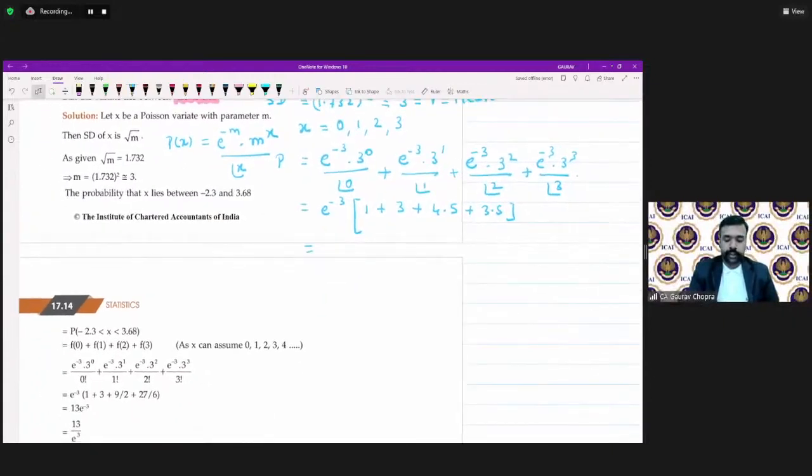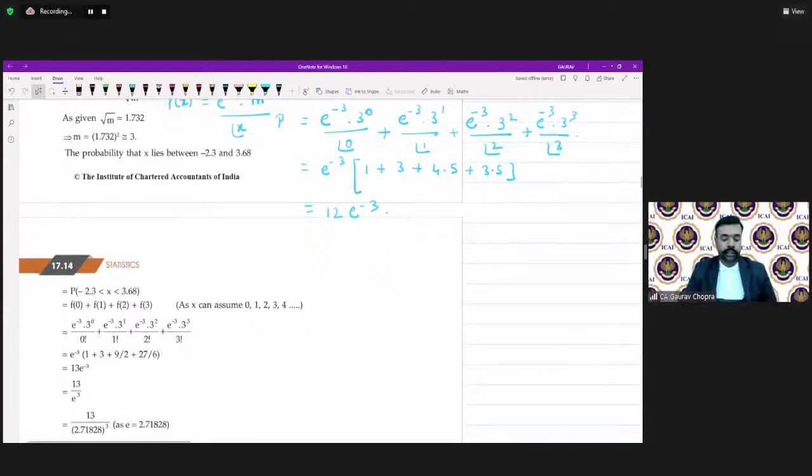So what will be the result? How much? 1 plus 3, 4. 4 plus 8 is 12. All right. So overall, how much we are getting? You can check: 4.5 plus 4.5 plus 3 plus 1. Overall, we are getting 12 e to the power of -3.